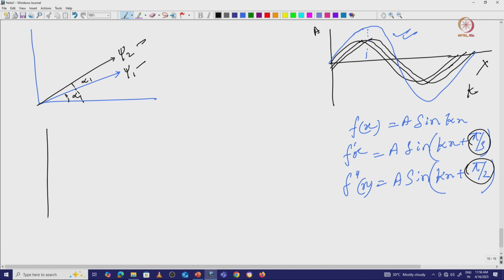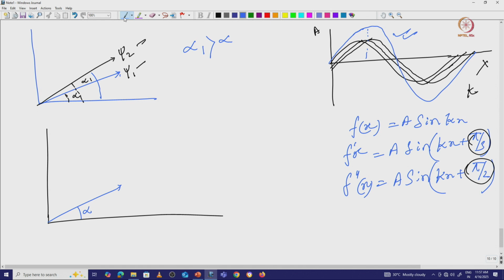We will draw this diagram again. First, I will draw the blue wave. The blue wave is not that big, so we have to read it. Here is the blue wave and this is the angle alpha. Now if you look here, alpha 1 is definitely bigger than alpha.